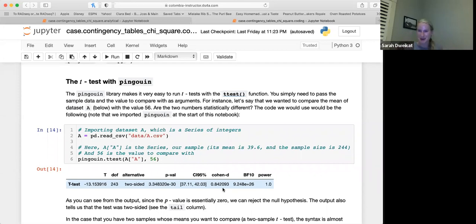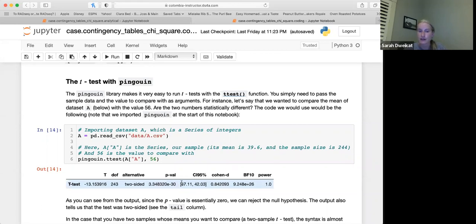So the main point here is that when you're doing your t-test, what we're testing is, is the mean of our A data set statistically different from 56? And so yes, it is. Our p-value is very, very small. And remember how we talked about that p-values are never 0. They can be very close to 0. This is pretty close to 0. This is 3.3 times 10 to the minus 30, so you're moving your decimal point 30 places. So it is pretty close to 0, which means it's pretty statistically significant.